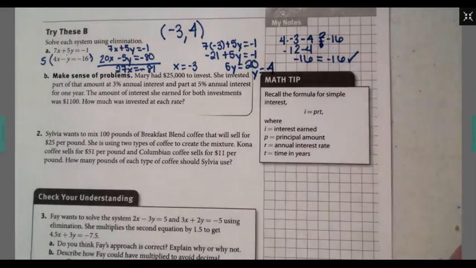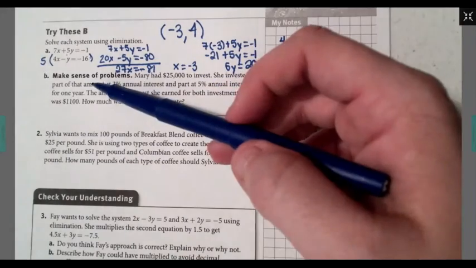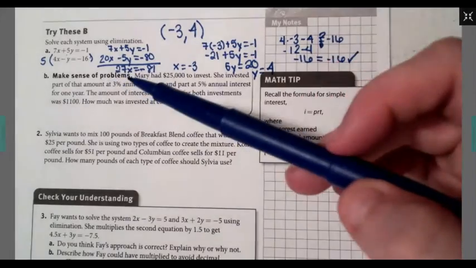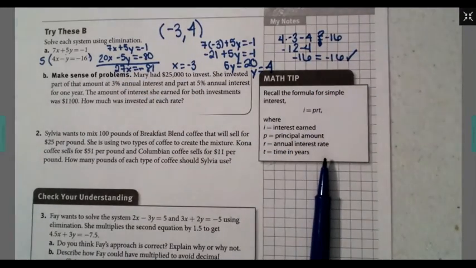B. Make sense of problems. Mary had $25,000 to invest. She invested part of the amount at 3% annual interest and part at 5% annual interest. The amount of interest she earned for both investments was $1,100. How much money did she invest at each rate?